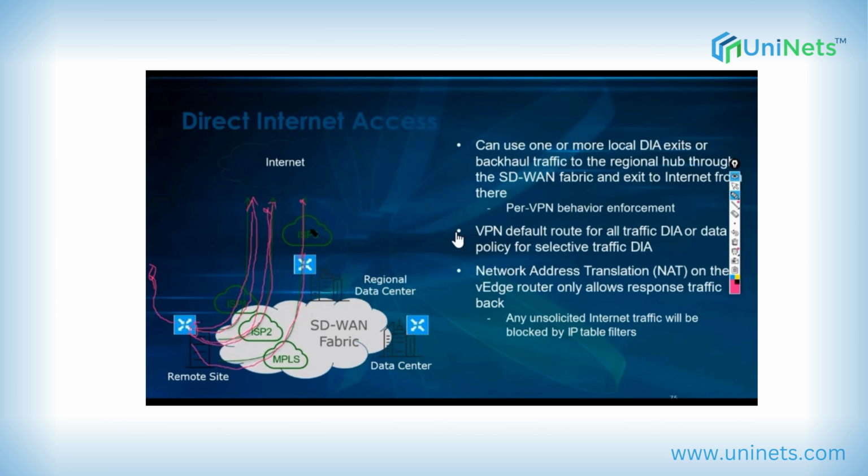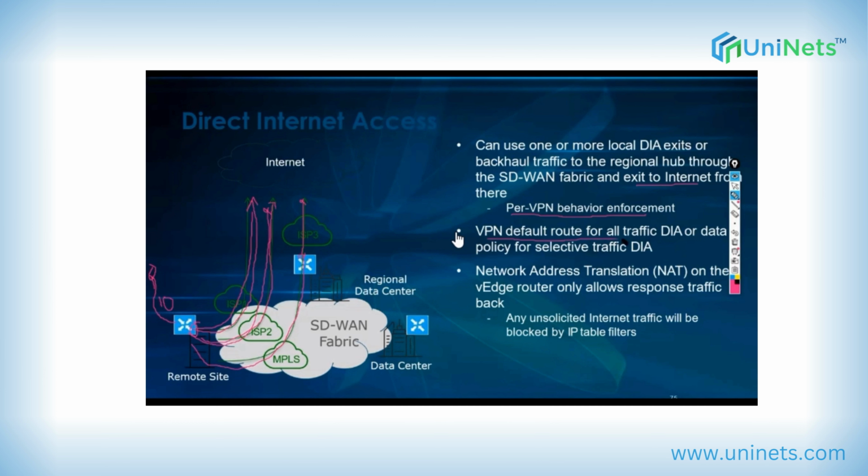Now the best part is that this can be VPN-based behavior. For example, for VPN 10, the traffic is supposed to go by the regional data center, but for VPN 20, say guest traffic, it can go directly by the DIA, which is the local vEdge itself. So you can use one or more local DIA exits, or backhaul the traffic to the regional hub through the SD-WAN fabric and exit to the internet from there. And this can be per-VPN behavior.